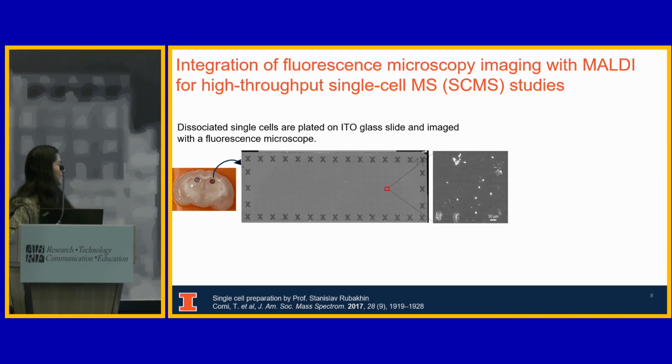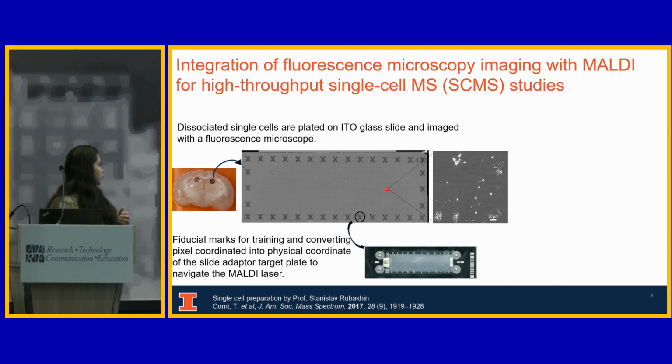So we do have a research professor in our lab who dissociates the single cells from distinct regions in the brain, and he plates them on this glass slide. This glass slide is then imaged using a fluorescent, just like a regular fluorescent microscopy. These slides also have fiducial marks, which we use to convert the pixel coordinates from the fluorescent image into a physical coordinate of the adapter target plate to basically navigate the laser.